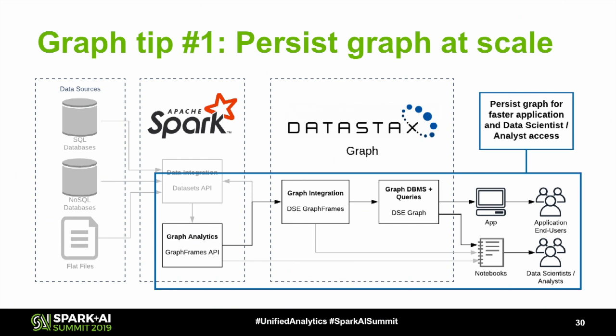A few tips working with graph. First one being persist your graph when you're at scale. And this is really helpful when you have application end users or data scientists that need quick access to the data in your graph. At small scale, you can regenerate your graph on the fly pretty quickly. But as soon as you get to any kind of scale, you really need to persist that graph if you have data scientists that are continuously needing to use that, or application end users that are querying that.